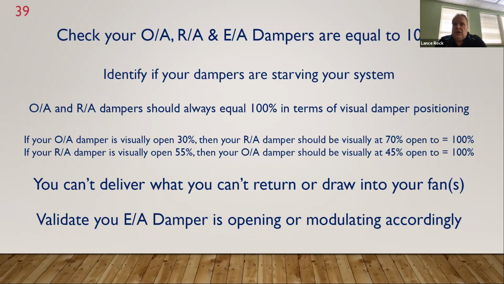Look at your OA, RA, and exhaust air dampers. This is so important. If the OA is at 30%, your return should be at 70% visually. If your RA is at 50%, your OA should be at 50%. It always has to equal 100% or you're starving your system. Next, please.